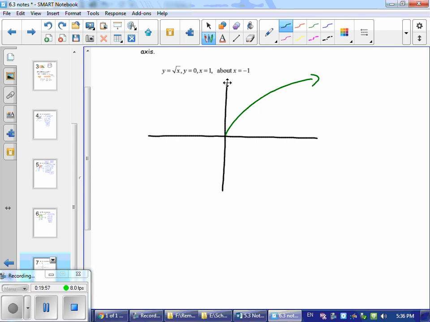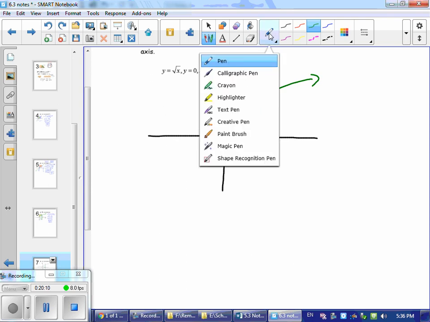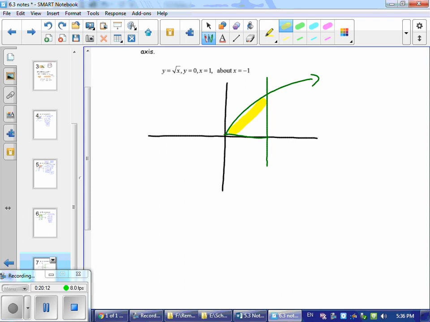Y equals 0, that's the x-axis, and x equals 1. Okay, x equals 1, we'll put right here. Y equals 0, right there. So here's our region that we're going to revolve.